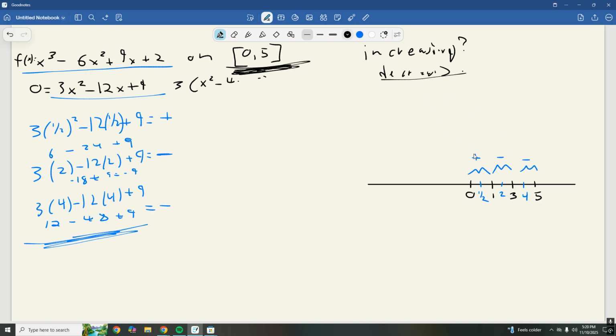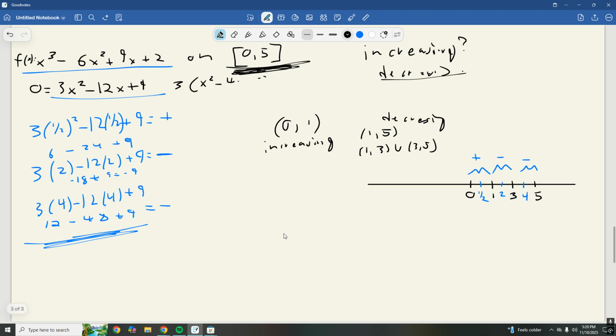So that means that the function from 0 to 1 is increasing due to the positive, and then from 1 to 5, or you can make it 1 to 3 and 3 to 5, is decreasing.